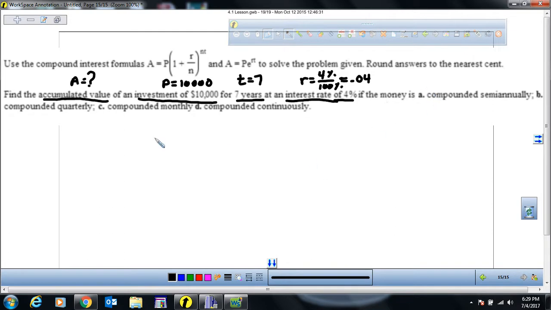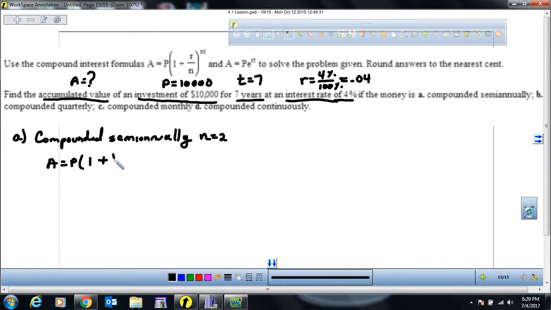Now, we're going to first work on letter A. It tells me that the interest is compounded semi-annually, meaning that the interest is compounded 2 times during the whole year. So in this case, n is equal to 2. So we're going to go to the formula for compound interest, which is A equals P, parentheses, 1 plus R divided by N, raised to the N times T.